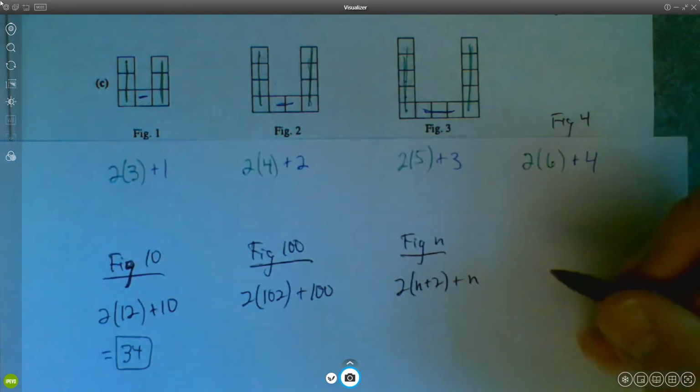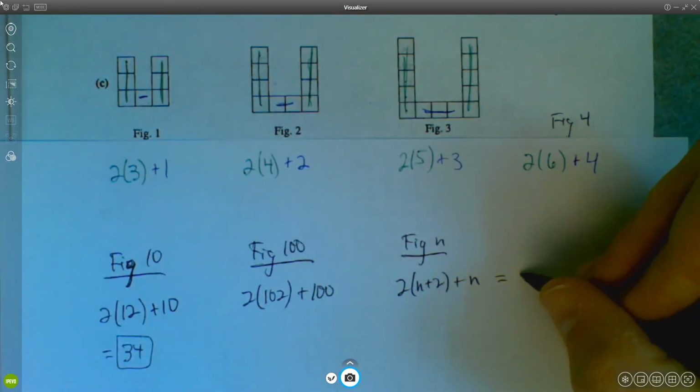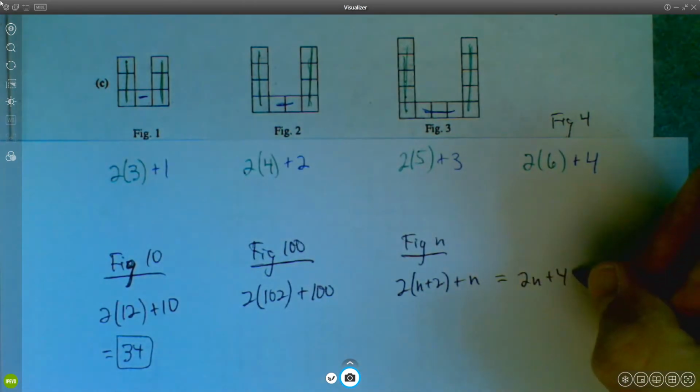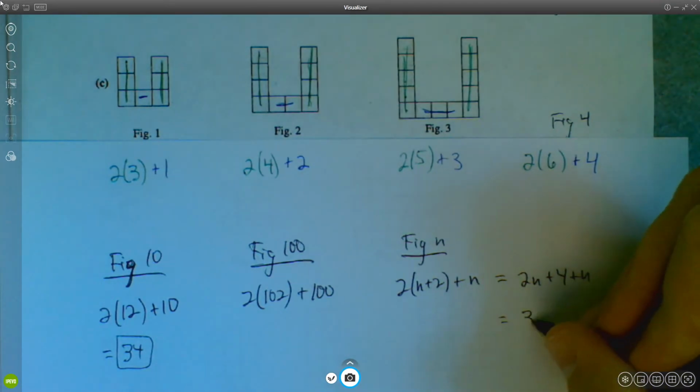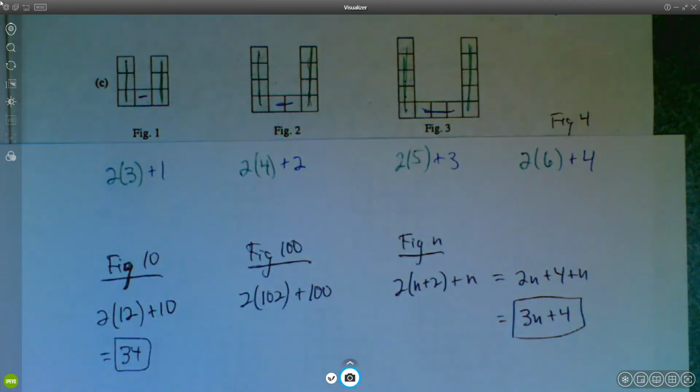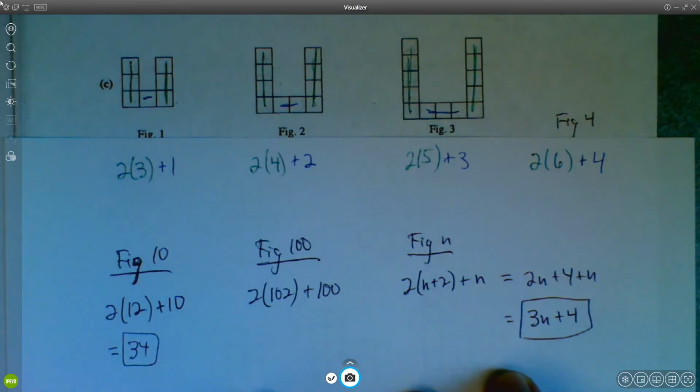And that's all there is to it, right? So we're going to have 2n plus 4 plus n. So that's 3n plus 4. Okay. So that's all I'm going to say about part C. Well, that's all I'm going to work out for part C.